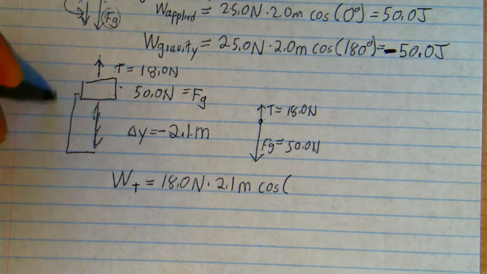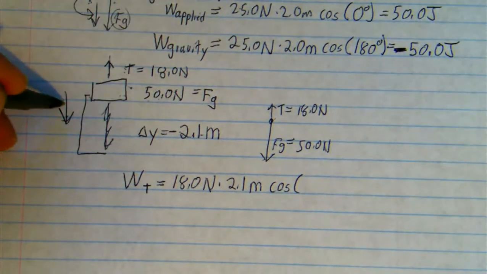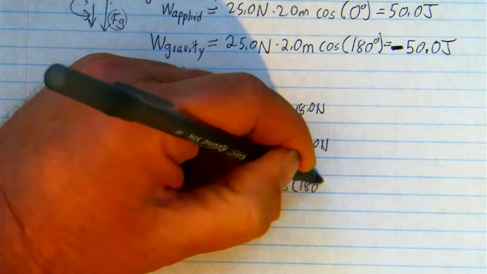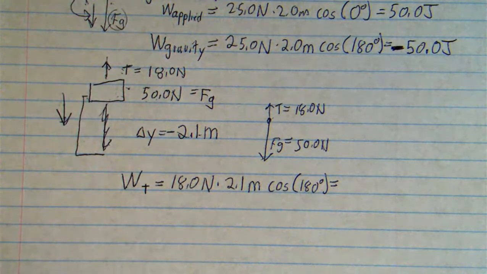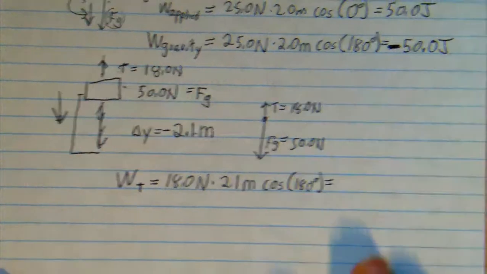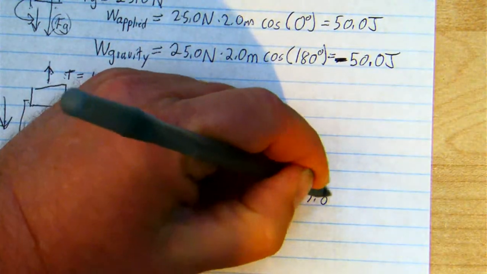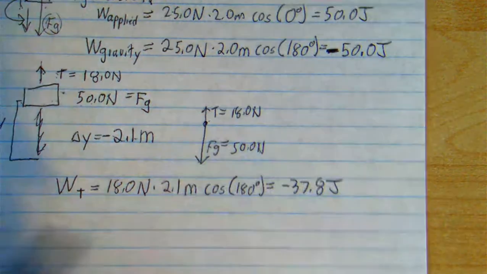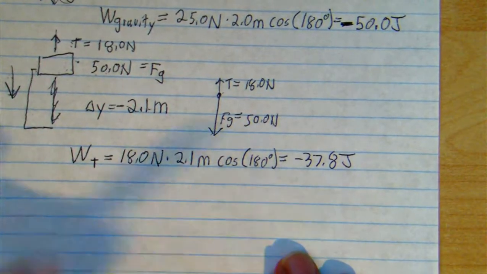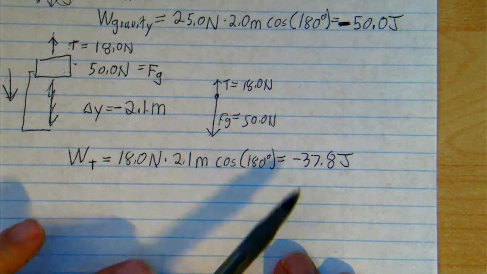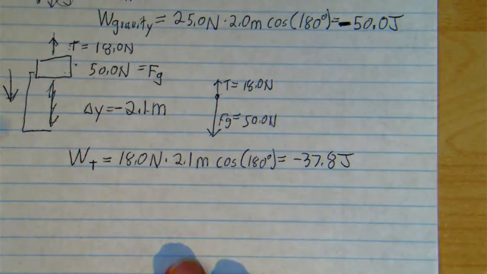Oh, I shouldn't put this here. It moves downward. Okay, so that angle between up and down is 180 degrees. So here I have to go 18 times 2.1 times negative 1, and I do negative 37.8 joules of work lowering this block. Okay, crazy as that sounds, I do negative 37.8 joules of work. But wait, there's more.